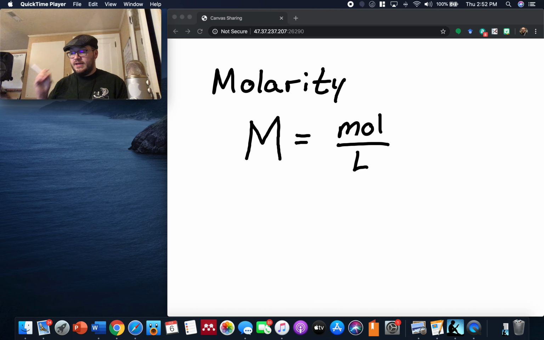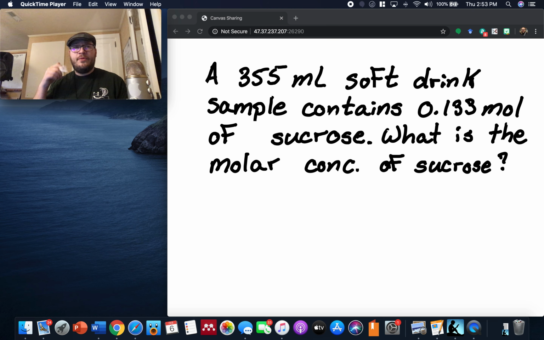I'm going to give you a quick example of how we calculate concentration. A soft drink is 355 milliliters. If we have that sample, it contains 0.133 moles of sucrose, which is sugar. So we've got an amount of sugar molecules. We want to know the molar concentration of sugar in our soft drink. So how do we approach this problem?